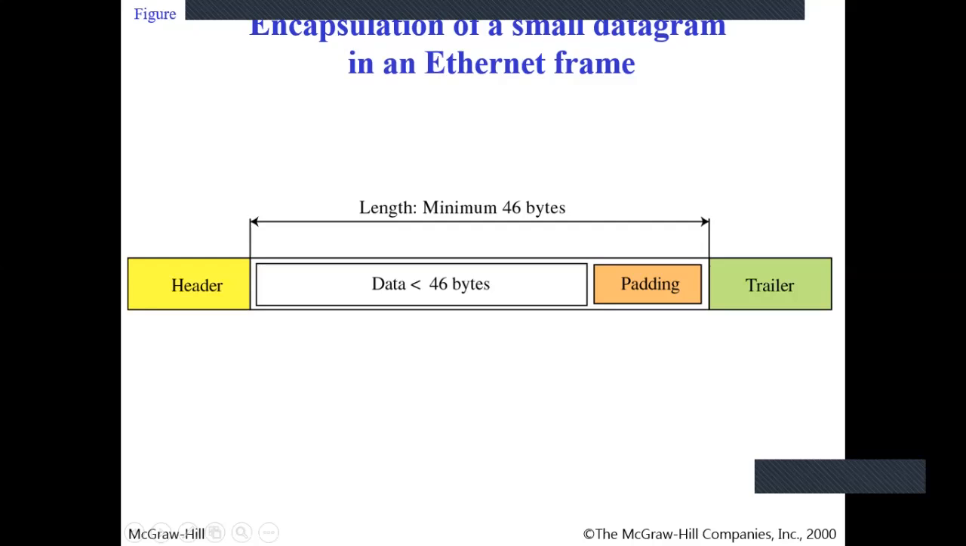Clear? See in this figure, if the data from the network layer is less than 46 bytes, the data link layer does the padding to make it a minimum of 46 bytes. Clear? And the maximum length, as we know in the case of Ethernet, is 1500 bytes. So in this way, the data link layer encapsulates the IP datagram into its frame format.